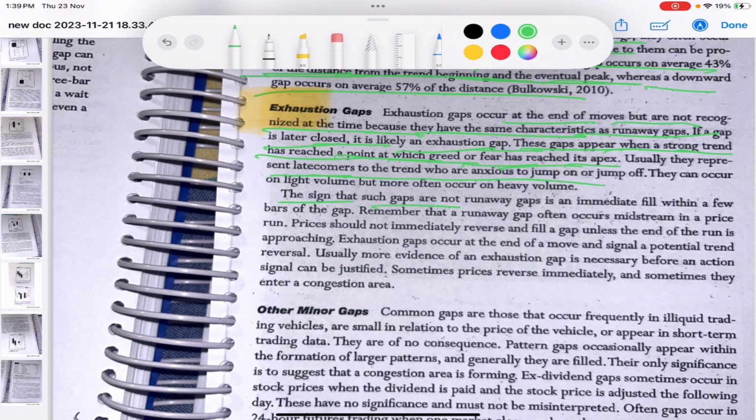The sign that the gaps are not runaway gaps is an immediate fill within a few bars of the gap. So the moment the gap has opened, they get filled very quickly. Now that is a sign that it is an exhaustion gap. So keep that in mind.